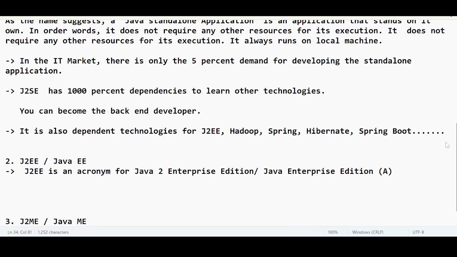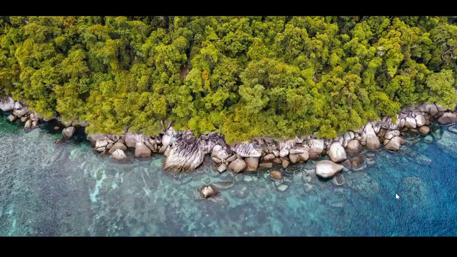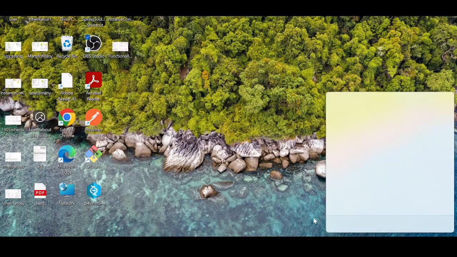One minute, guys. What do we call it? Advanced Java. But never use this kind of terminology in the interview room.